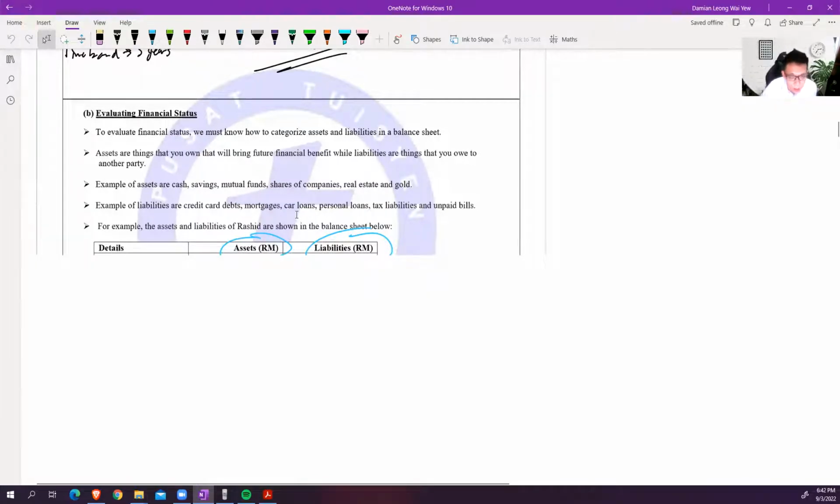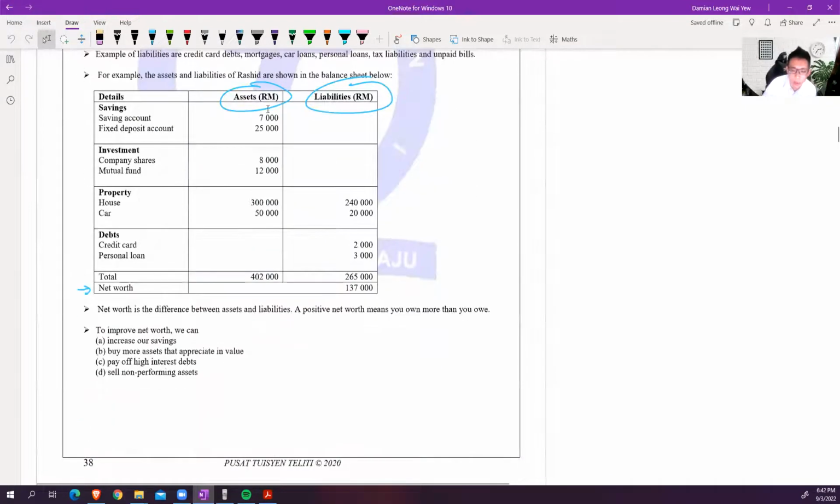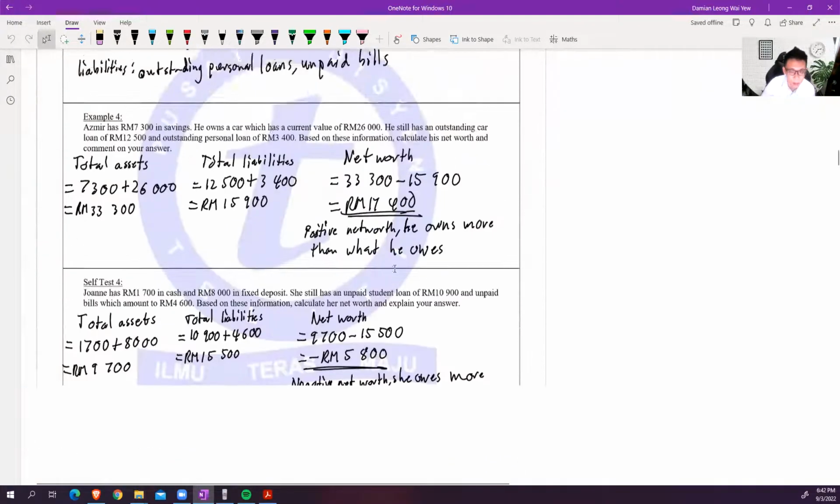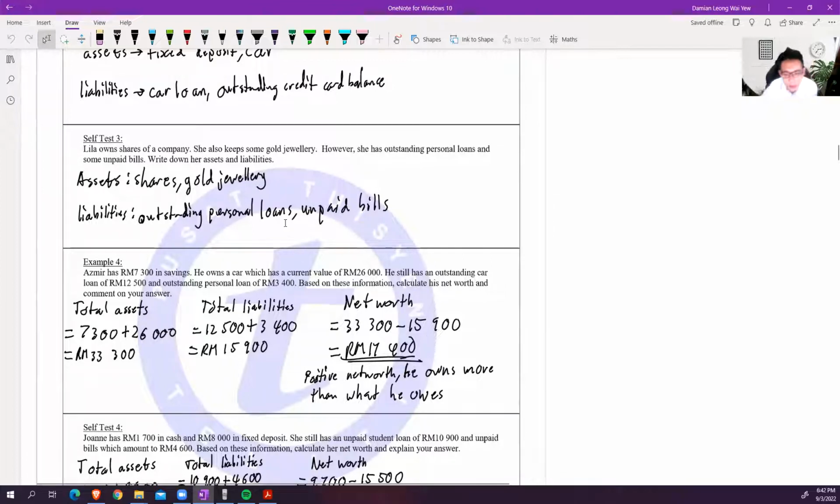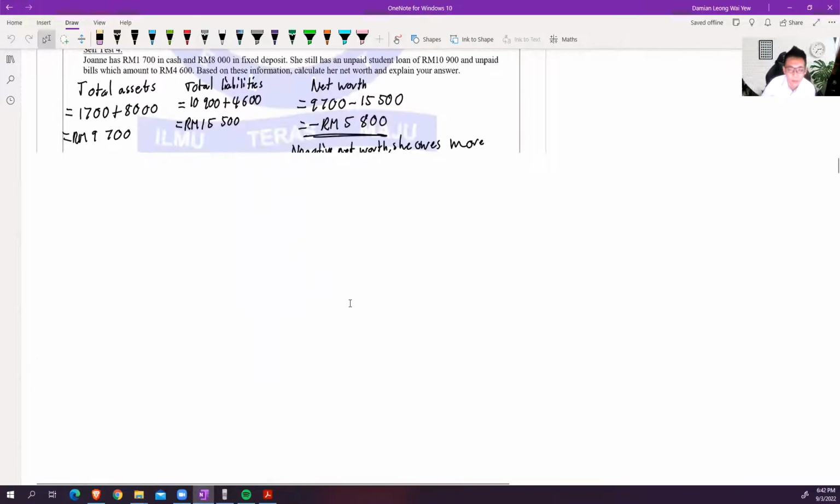Evaluation of your financial status, basically looking at your net worth. Net worth is total assets minus total liability. So make sure you know what constitutes an asset, what constitutes a liability. Asset is what you own, liability is what you owe. And when you minus, you get the net worth. So net worth is not how much cash you have, it's how much of the things you own minus how much you owe people.